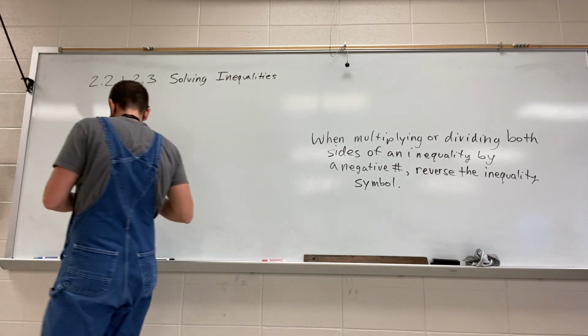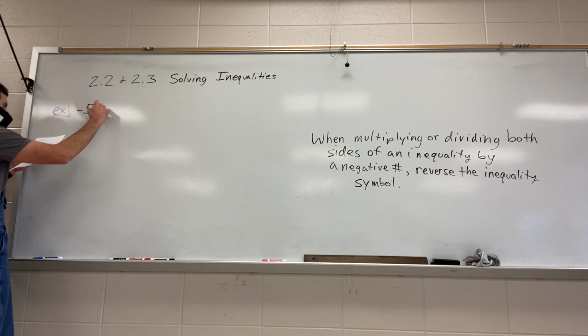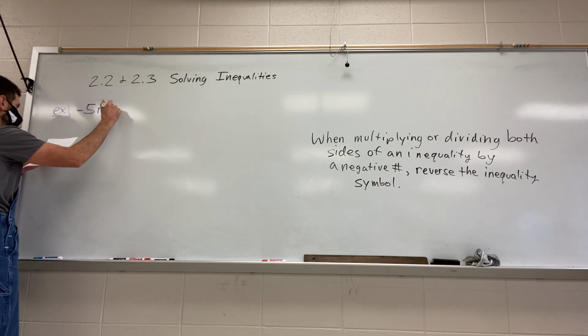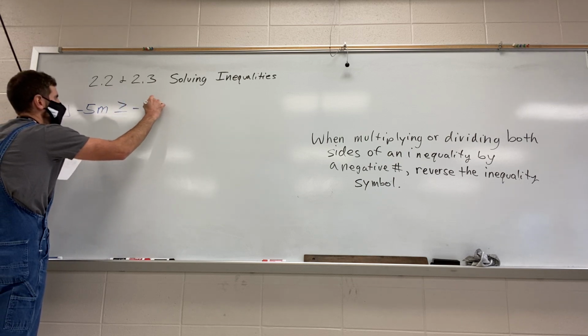Okay, why don't you try this one out and then check with the neighbor. Negative 5m is greater than or equal to negative 45.